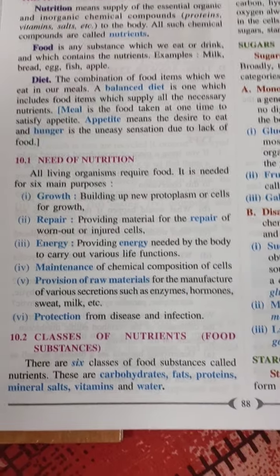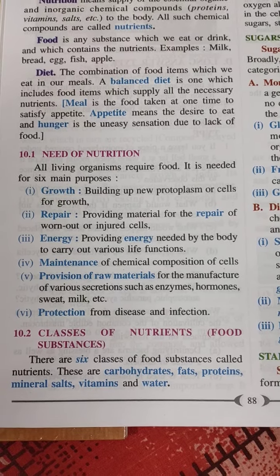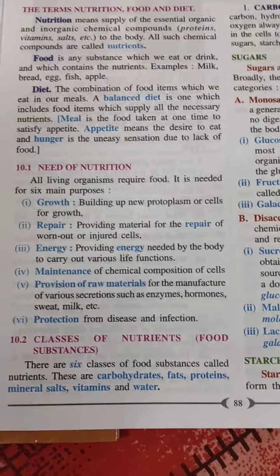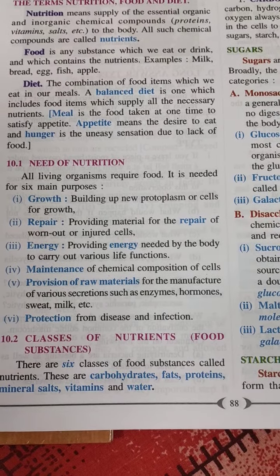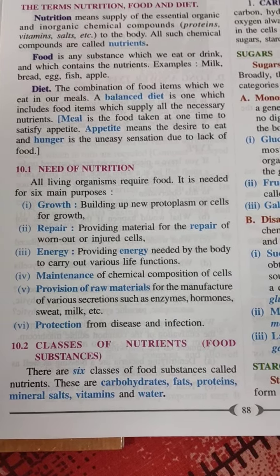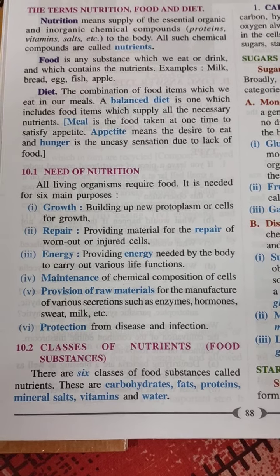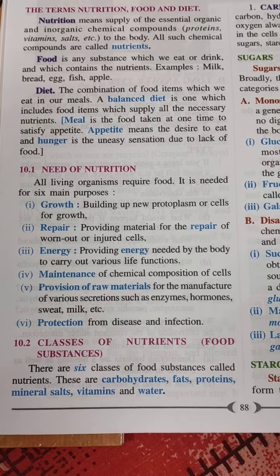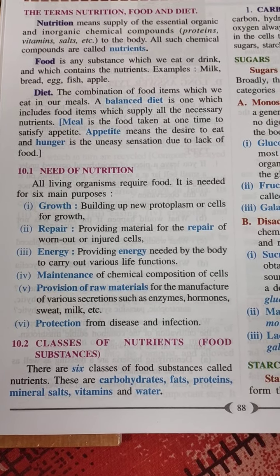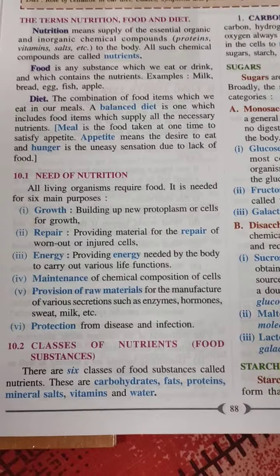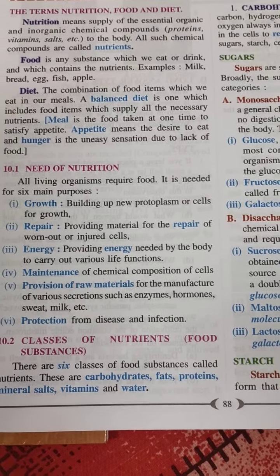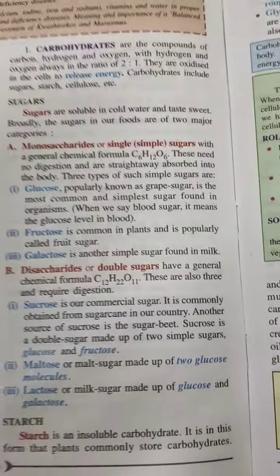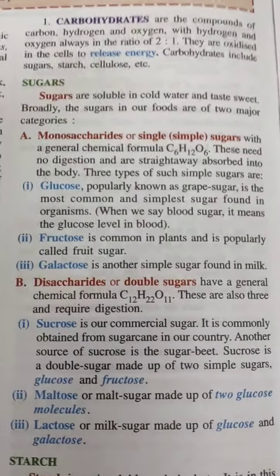So we need food. Now there are 6 classes of food substances in our nutrients. We call all the 6 classes of food substances as nutrients. These are carbohydrates, fats, proteins, mineral salts, vitamins, and last but not the least, water. We all know why water is so important to us. We'll come to that. Now first we are shifting to carbohydrates.